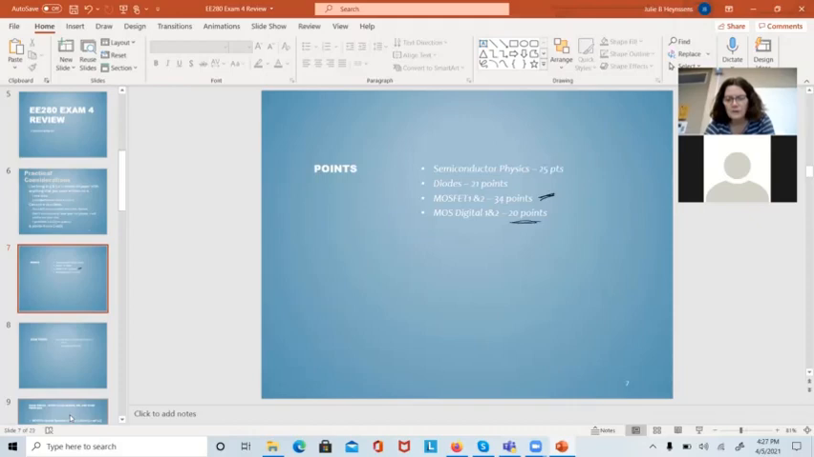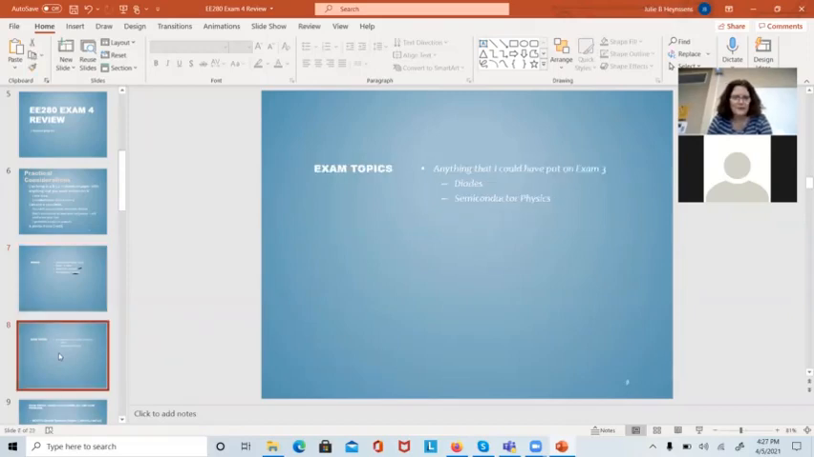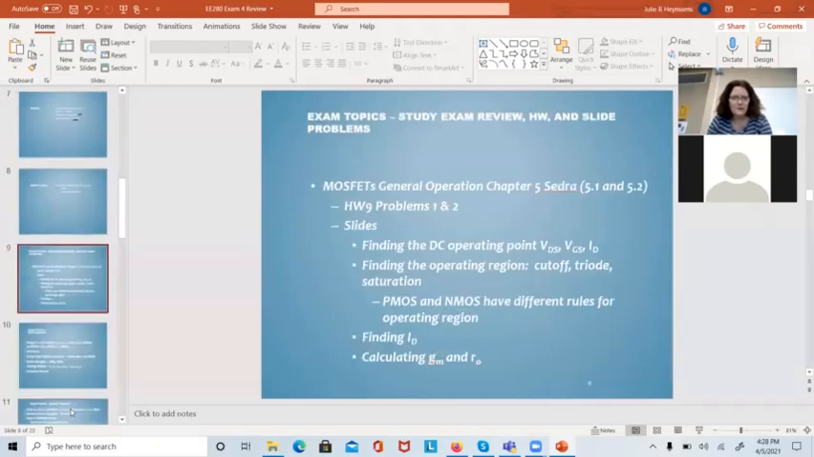And the MOS digital is 20 points. Notice there's no points for MOS analog. Again, this is a condensed version of my exam 4, which is the second part of your exam 2. Anything I could have put on exam 3, diode, semiconductor physics, and MOSFETs will be on this exam. So what did we do with MOSFETs? There's the homework 9 problems, finding the DC operating point. Did I do that to you guys?